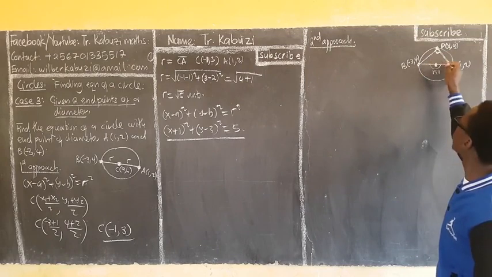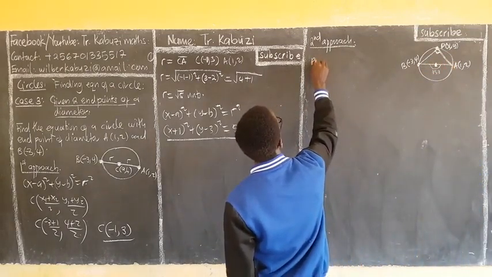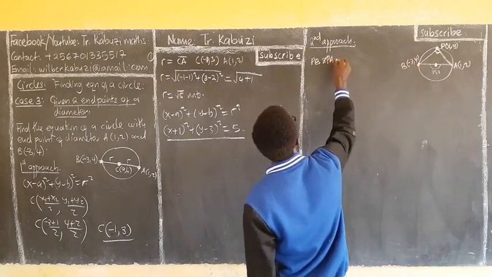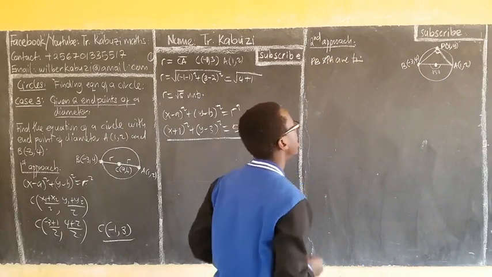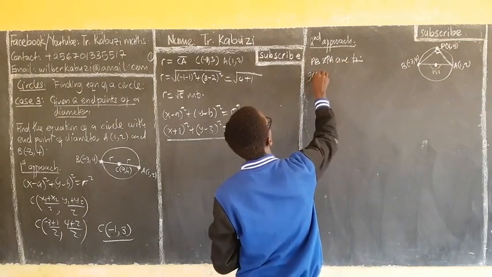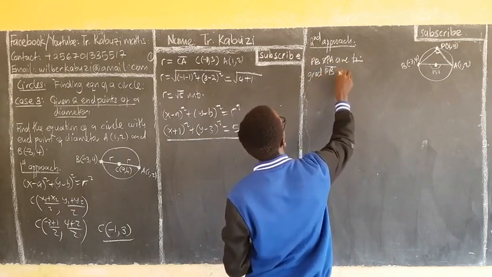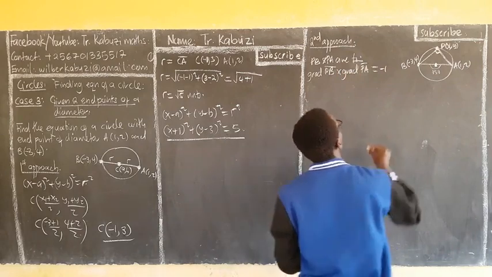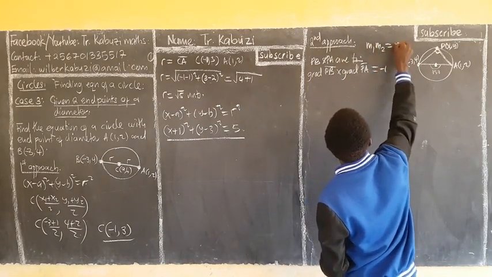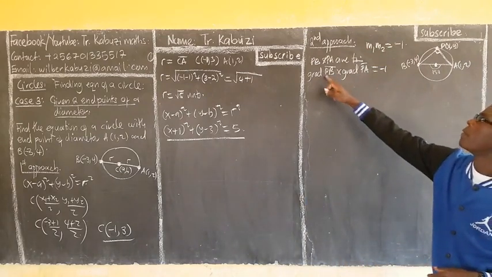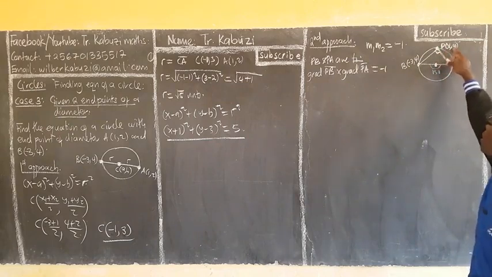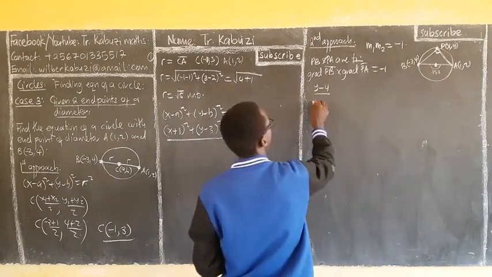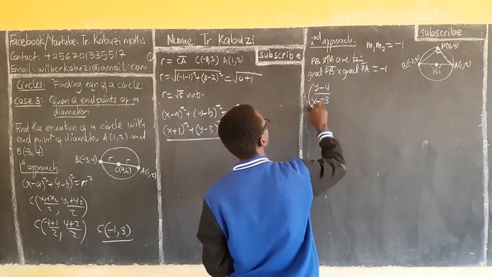So PB and PA are perpendicular, meaning that the gradient of BP times the gradient of PA is negative 1. Now I get the gradient of PB: (y minus 4) over (x minus negative 3), that is (x plus 3). This is the gradient of the line PB.